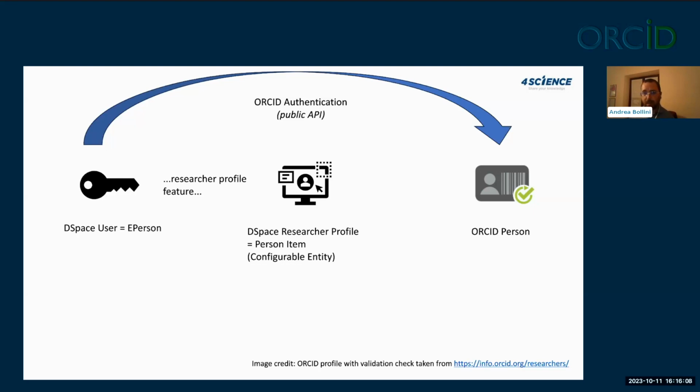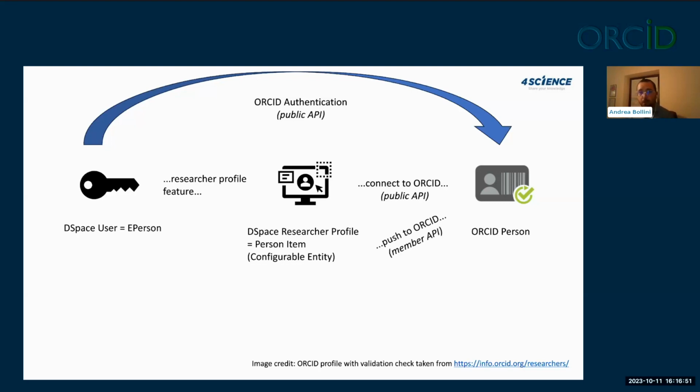That means that an account in DSpace can have a public item that represents the researcher experience, that tells more about the research activity. The connection of this researcher profile with ORCID is what is needed to get an authenticated ORCID ID. So to authenticate your ORCID ID, you need to connect the researcher profile with the ORCID person on the ORCID registry. And this can still be done just using the public API.